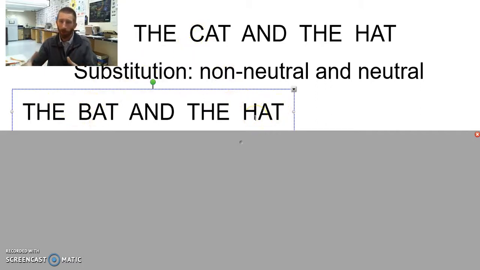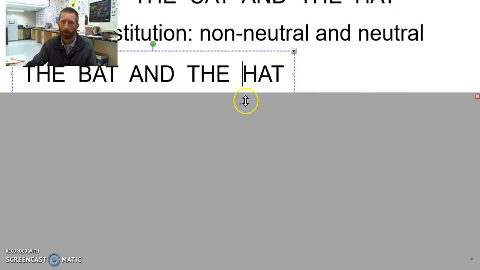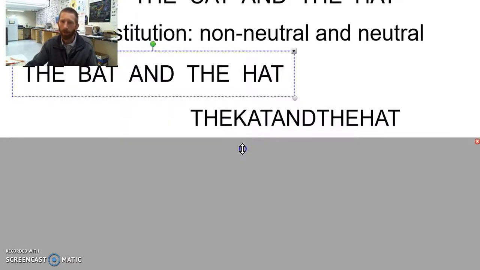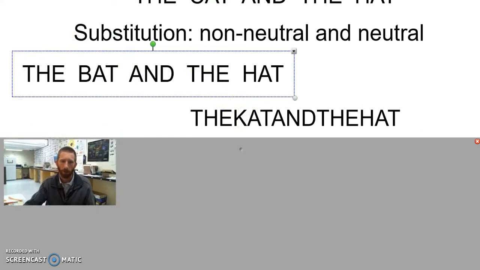So that actually changes the meaning of the title. It's no longer the cat that's coming in with Thing 1 and Thing 2 and messing around with the fish and everything like that. Now it's a bat, which is still a mammal, but it's a different mammal. It has wings and it doesn't have a tail, I'm pretty sure. So anyways, that is non-neutral. If we extend this analogy, that changes the enzyme, that changes the protein, that changes the structure, that changes the function.